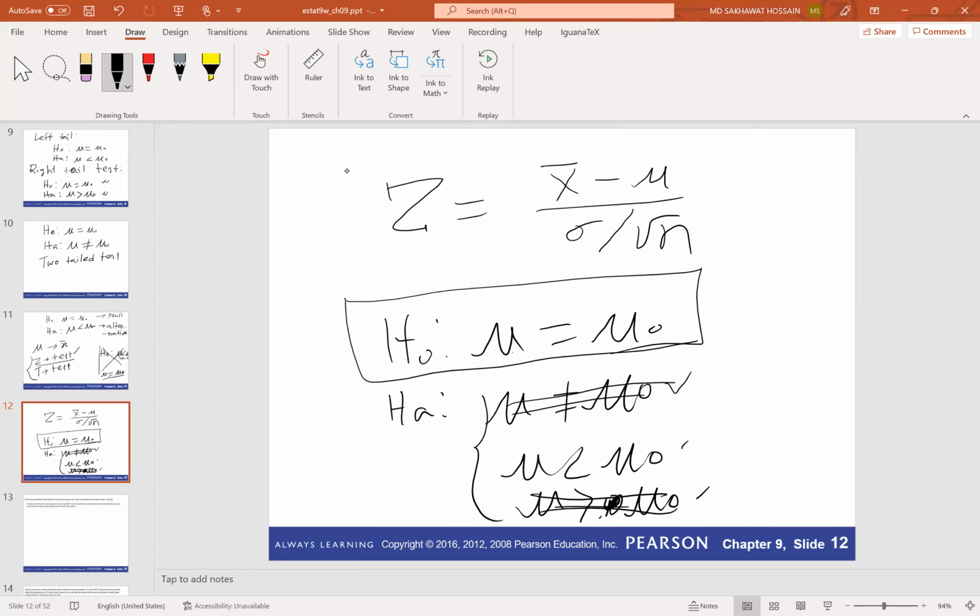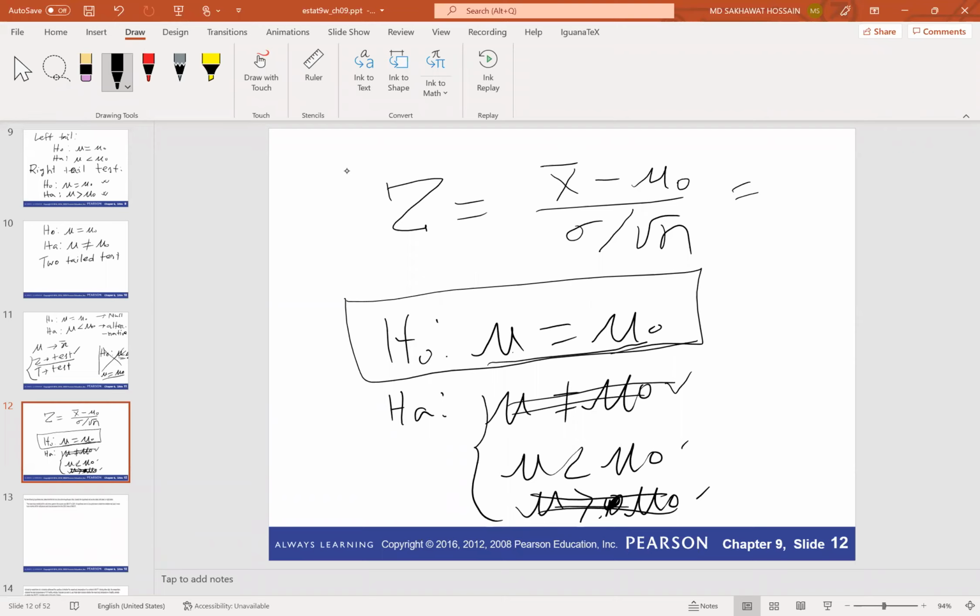We'll fail to reject the null hypothesis. Okay, so what is the test statistic? This is the Z-score for X bar. Now we are assuming in the null that mu is equal to mu 0. So to calculate the test statistic, we'll assume the null hypothesis is true.